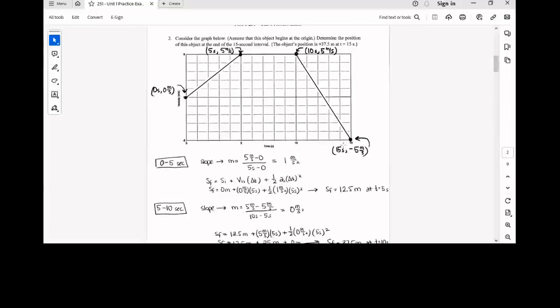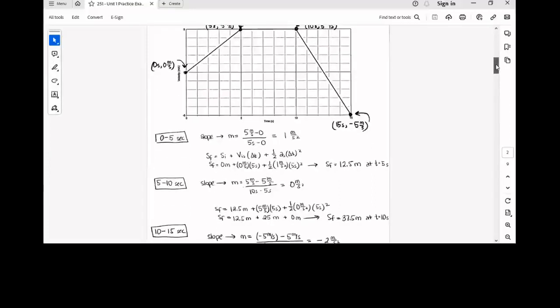So we have a velocity versus time graph where for 5 seconds, the velocity increases from 0 meters per second to positive 5 meters per second. Then for 5 seconds, it just maintains a velocity of positive 5 meters per second. And over the next 5 seconds, it goes from positive 5 meters per second to negative 5 meters per second. So there's more than one way to solve this problem, and I've shown 2 examples here in the solution document.